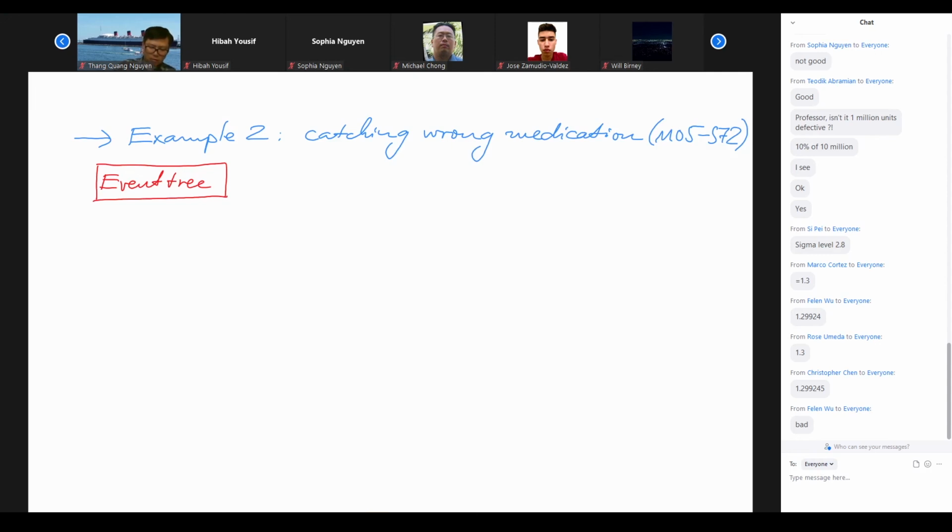So here, the wrong medication, we have to go through 3 stations, right? Station 1 is the pharmacy. Station 1 might miss it or might catch it. There are 2 possibilities, right? If we miss it, we call that defective. If we catch it, we call that good, right? So defective here means miss, and good here means catch. Okay, so that's what might happen at the first stage. The pharmacy might miss it or might catch it.